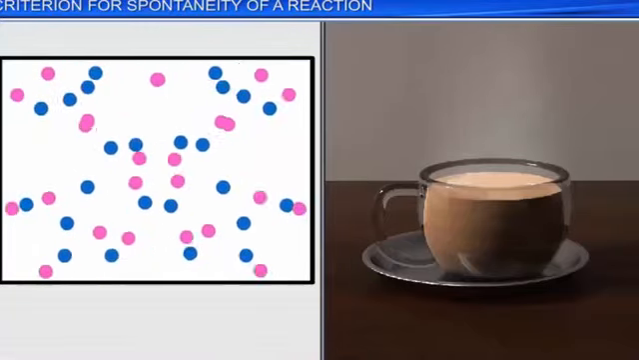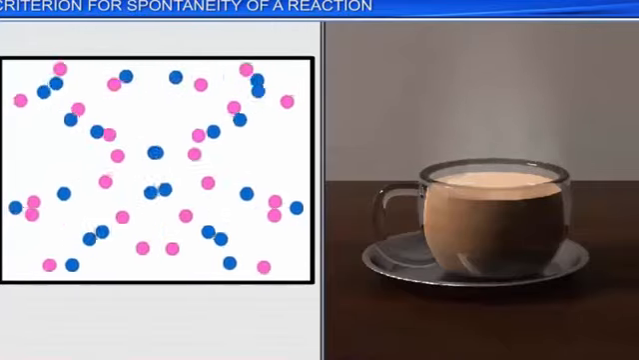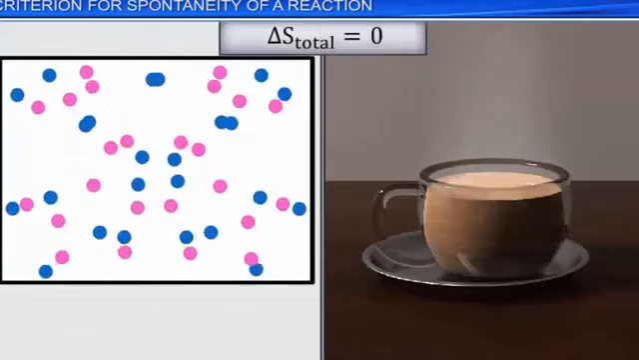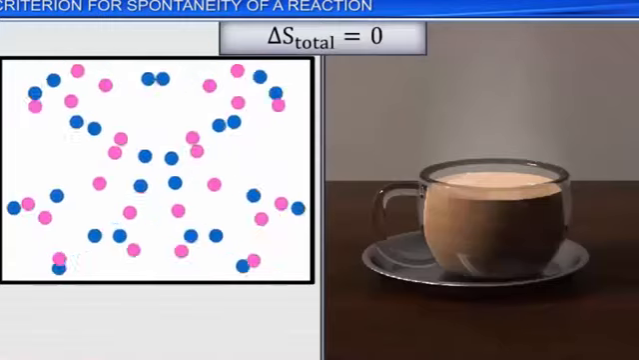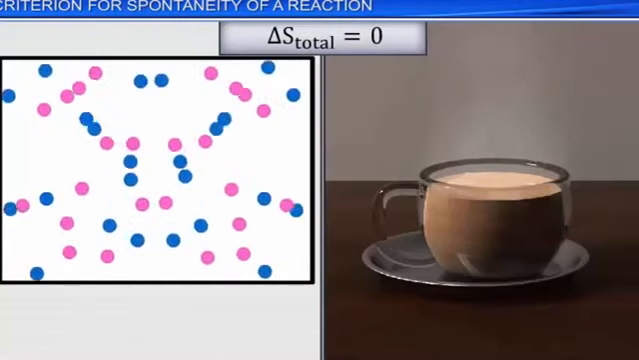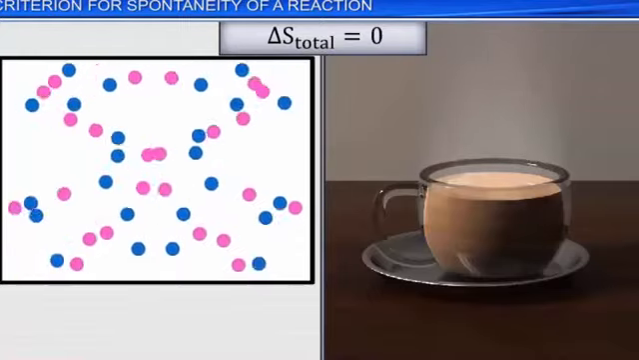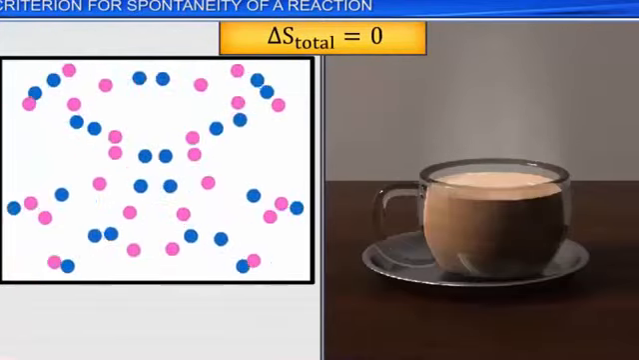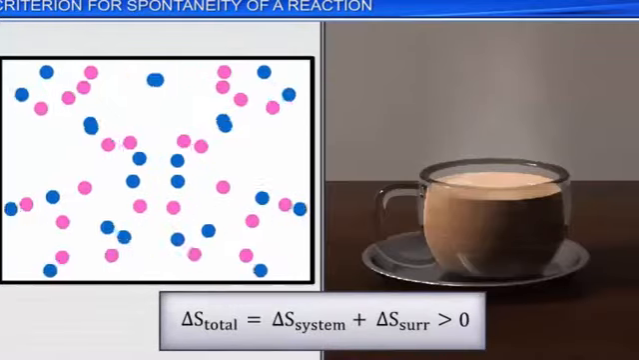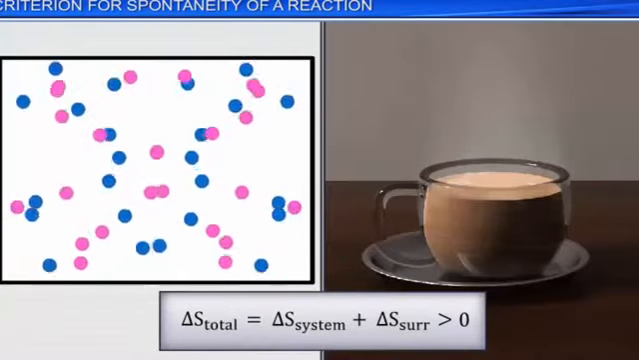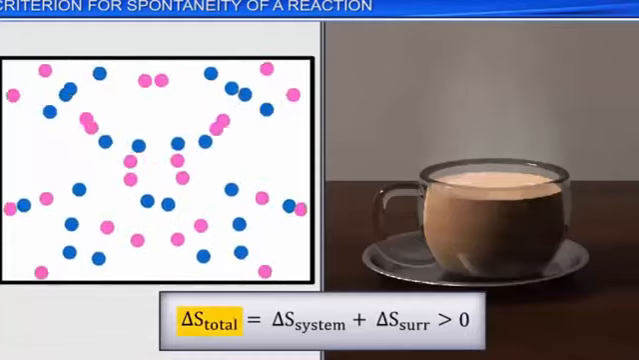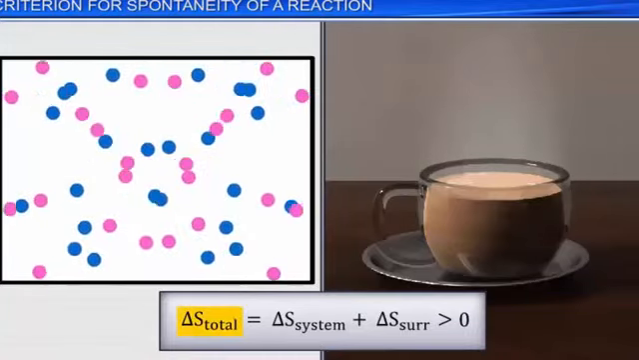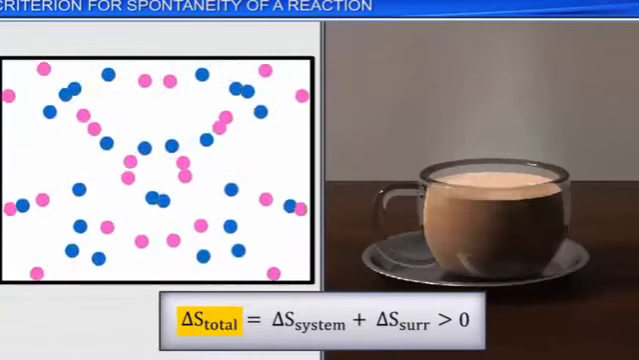From this, we can also conclude that the entropy of a system at equilibrium is maximum, and there is no further change of entropy. Thus, delta S is equal to 0 for a process in equilibrium. We can also conclude that the total change in entropy, delta S total, is the sum of the entropy change of the system, delta S system, plus the entropy change of the surroundings, delta S surrounding, and is greater than 0.